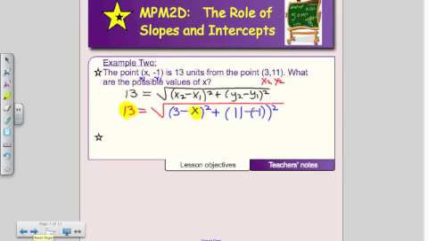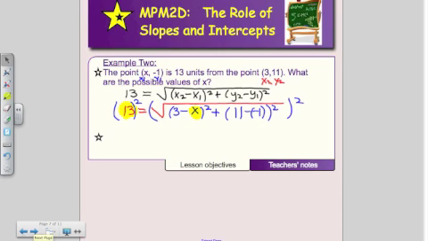Okay, so can someone plug in on your calculator? How do I get rid of a radical sign? How do I get rid of the square root of something? What is the opposite of taking the square root of something? Yes, to square it. Good. So if the opposite of squaring is taking the square root, in order to get rid of this square root, I'm going to square both sides.